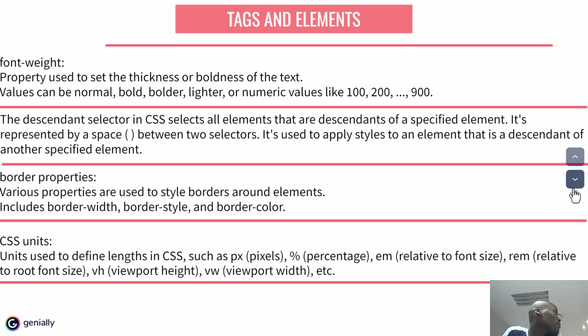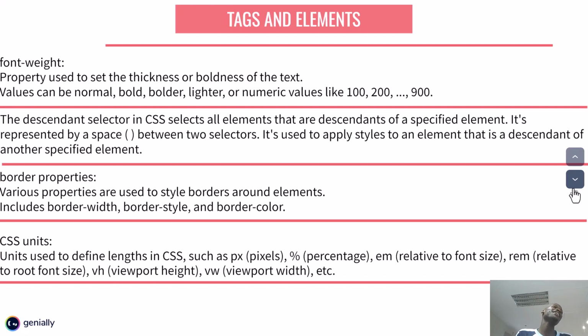The descendant selector in CSS selects all elements that are descendants of a specified element. It is represented by a space between two selectors. It's used to apply styles to an element that is a descendant of another specified element. I just spoke about this, but yeah, honest mistake.